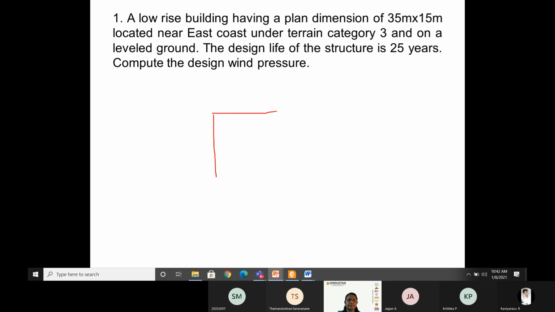Suppose this is your room. You have one room here. If there is no opening at all, then the internal pressure coefficient CPI will be a different value. Suppose if you have an opening like this, if there is an opening only on these two sides, then your CPI will have some other value. And if you have openings on all four sides, that means the wind enters into this building, into this room, and this is your wind flow, isn't it?